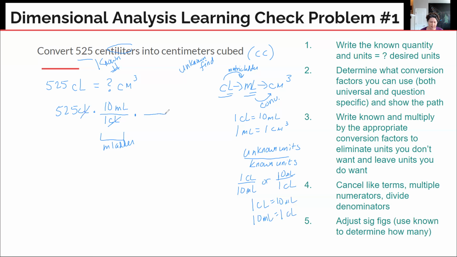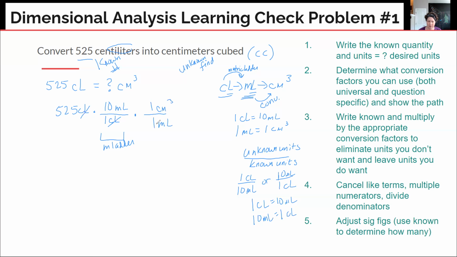So it's halftime, halfway there. Now you need the second conversion to bring it home. Milliliters to centimeters cubed. Milliliters, I now consider my known, because if I solve the problem at this point, my answer would be in milliliters. So milliliters goes on the bottom, centimeters cubed goes on the top.